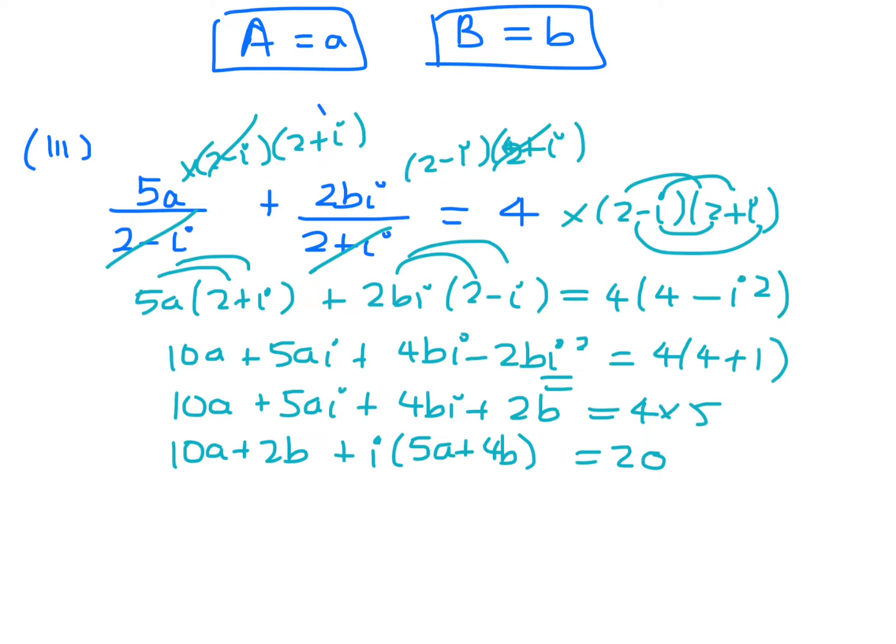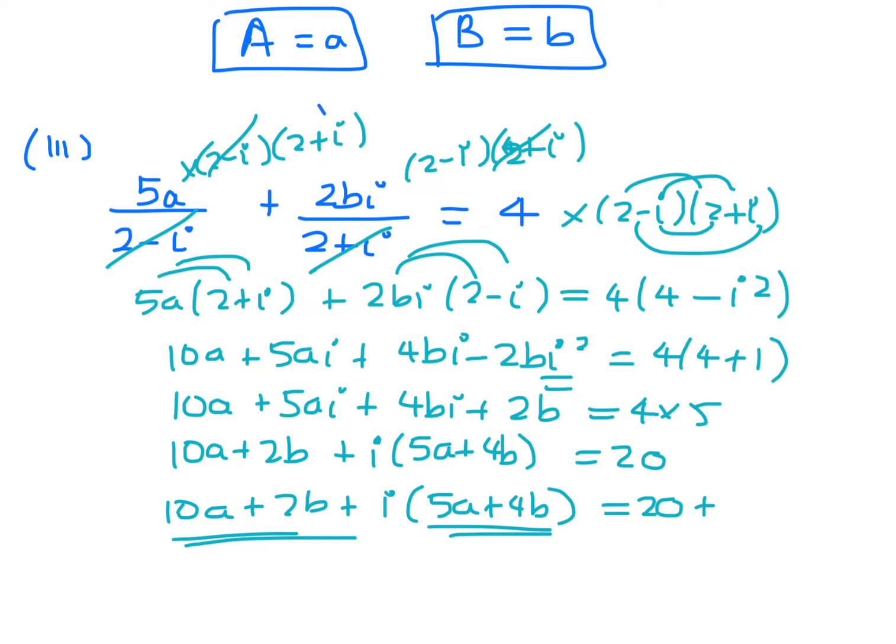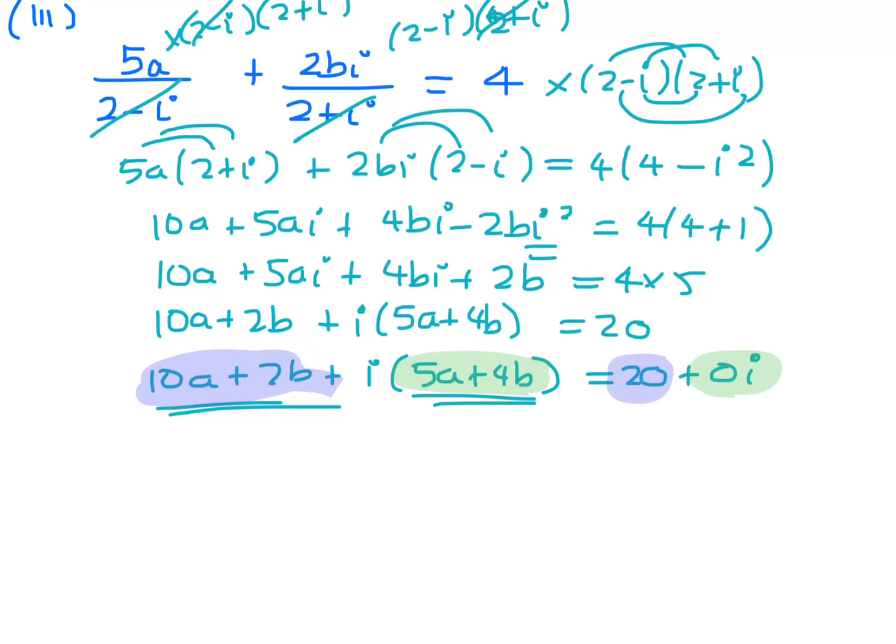Okay, so now all we've got to do is work out the real and imaginary parts. So what we need to realise, I've set it up on the left-hand side in the form of the real part and the imaginary part, but on the other side we have 20. So we go 20 plus 0i, because the imaginary part for 20 is 0. So now equating real and imaginary parts, the 10a plus 2b equals 20, and the 5a plus 4b equals 0.